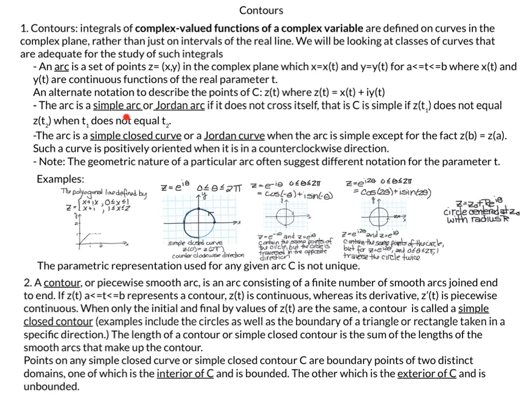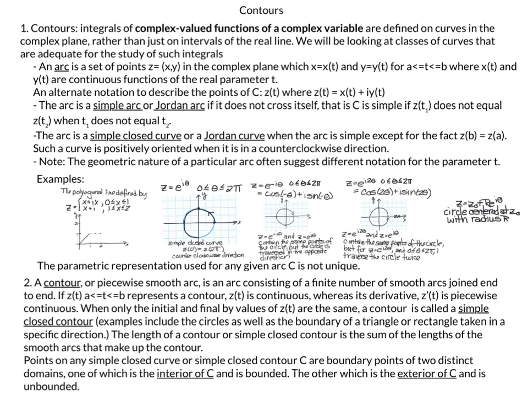We also have simple arcs if the curve does not cross itself, and we have a simple closed curve or Jordan curve when it is simple except for the fact that z of b equals z of a. In other words, the endpoint is the same as the starting point. And one other note, often the geometric nature of a particular arc suggests a different notation than the parameter t. So t is a nice parameter because we can think of it as time, but often, like for a circle, we think of parameterizing by theta, or for a line, we might parameterize by x or y, or we can parameterize by t.